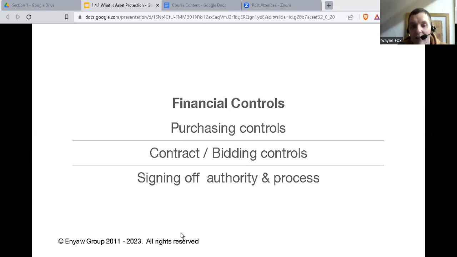I've even witnessed ex-employees of a business go into a supplier and buy equipment on the company's account, and leave the business to pay for it. Now, whilst you could consider that to be theft, if there were controls in place, it would never have happened.